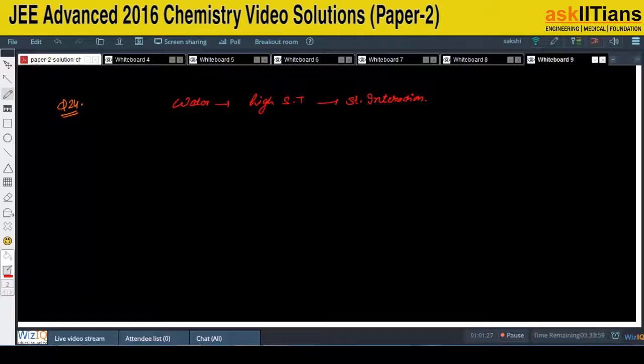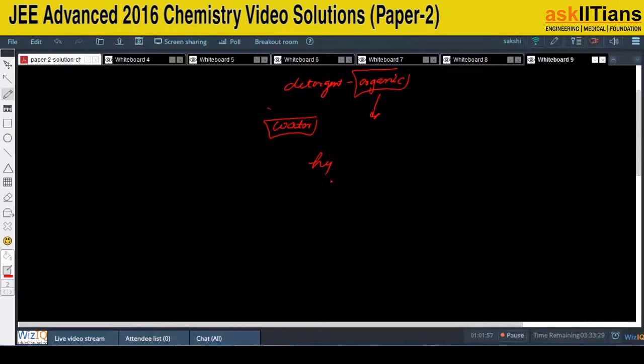This is basically because once you start adding an organic substance to water, suppose I have added detergent, which is nothing but an organic substance, there will be a very great loss in the surface tension of water. This is because of hydrophobic interactions, since water is a polar compound, whereas if you add an organic substance to it, there will be hydrophobic interactions. Because of these hydrophobic interactions, there will be a very large decrease in surface tension.